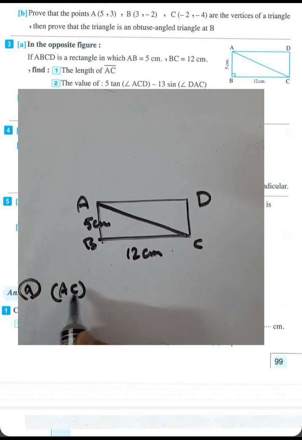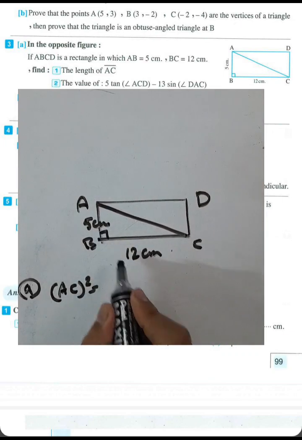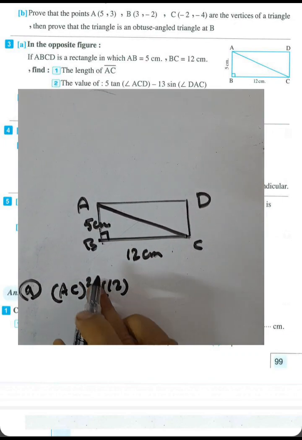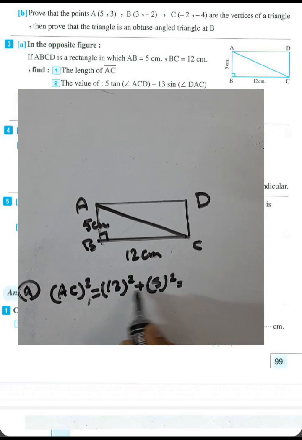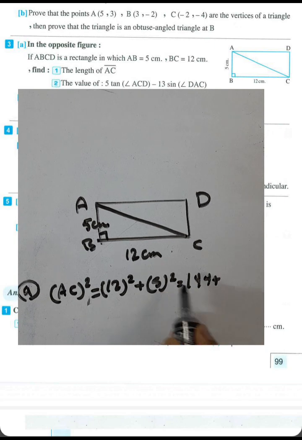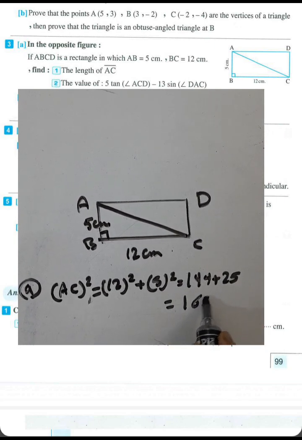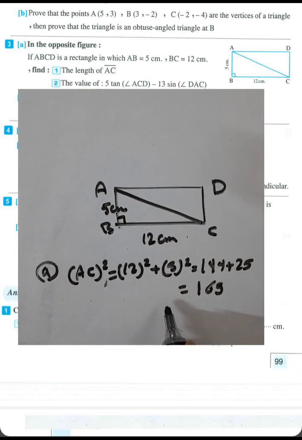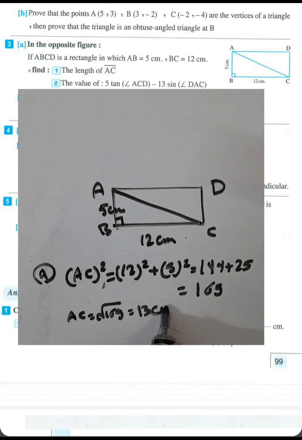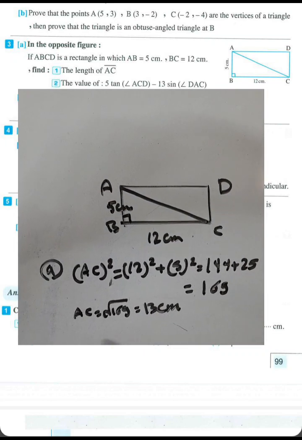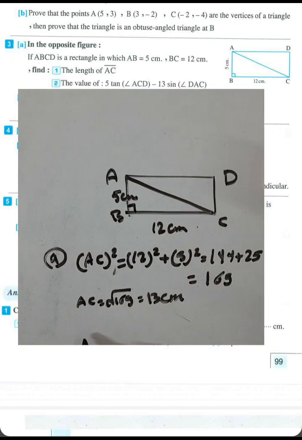We can find AC from Pythagoras. AC power 2 equal 12 power 2 plus 5 power 2. 12 power 2 will be 144. 5 power 2 will be 25. The sum of them will be 169, and then we can find the square root, AC equals 13 centimeter. This is the length of AC. Okay, it was question number 1.